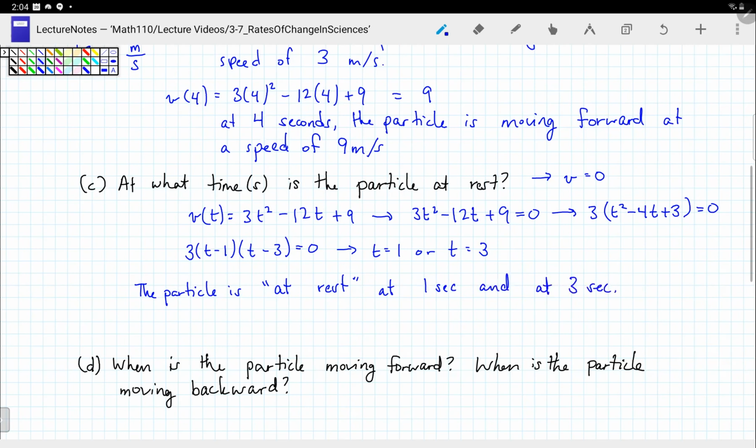And I do want to take a minute to just address this idea of at rest. This means that for a split moment, the particle is neither moving forward nor backwards. For a split moment, it is not moving. And that does not mean that it pauses and rests. So at rest just means the velocity is 0, and there may or may not be any rest there.